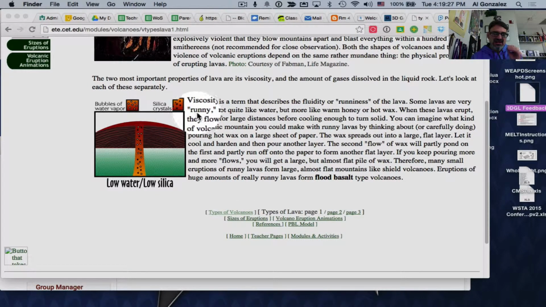So any lava that is runny is going to be, and I'm telling you what I'm going to read later, a low silica. Low silica makes runny lavas. Let's read some more and find out why.